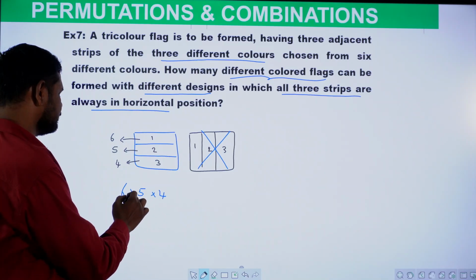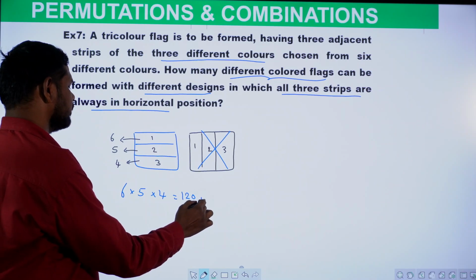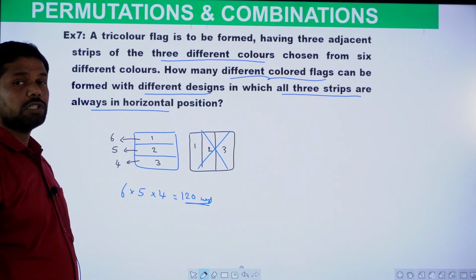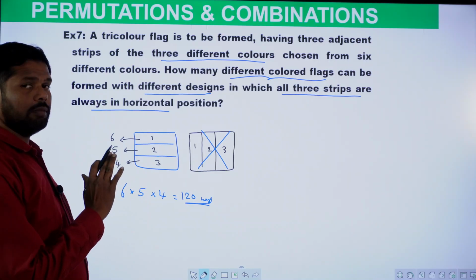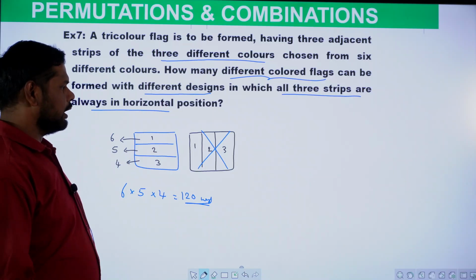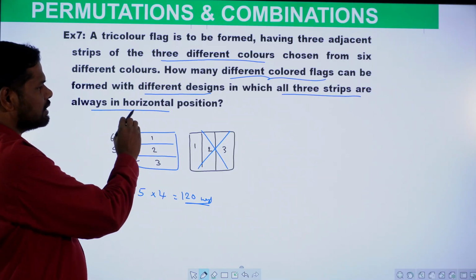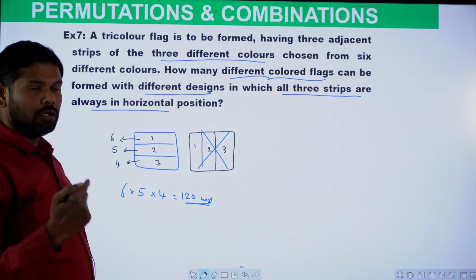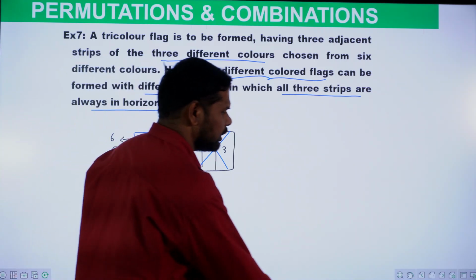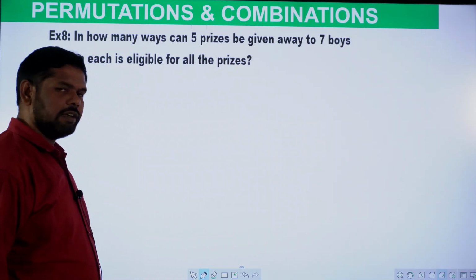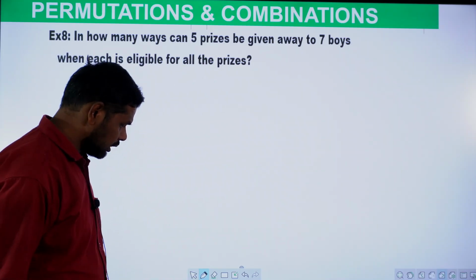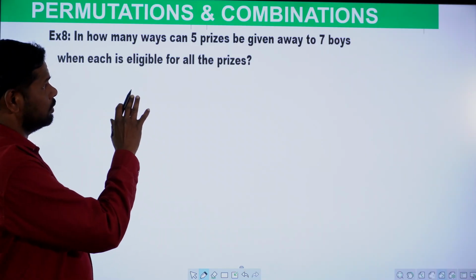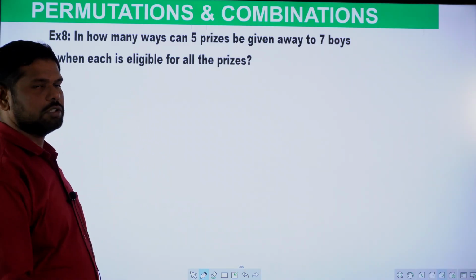How many ways means 120 ways. So like this we are going to solve, right? So this type of questions also important. We need to solve little bit carefully. So reading question, suppose he did not give this always in horizontal means here 120 and here 120 total 240. So vertical also we need to consider. So that's why always that is important actually, understanding the question.